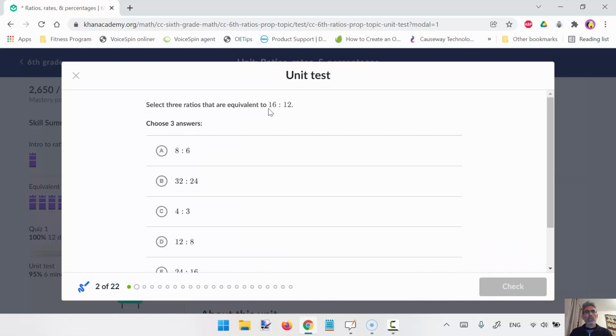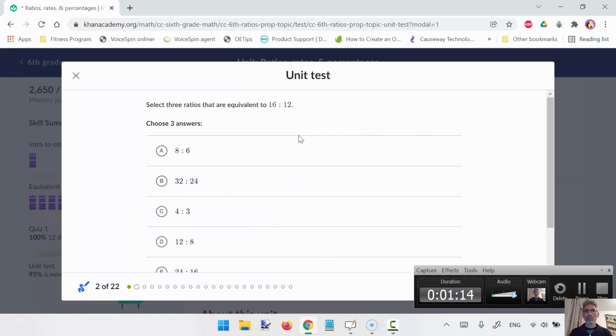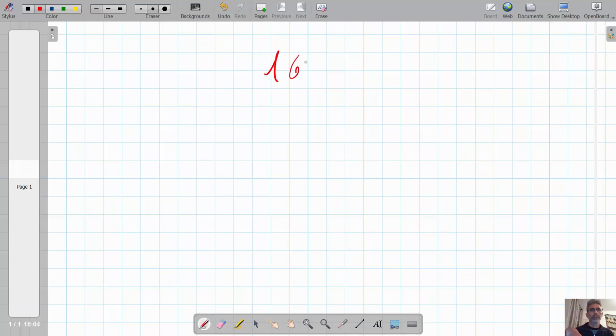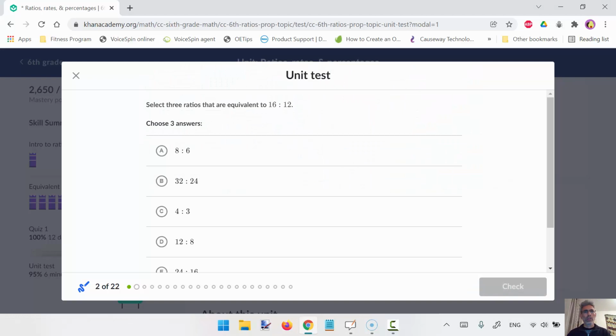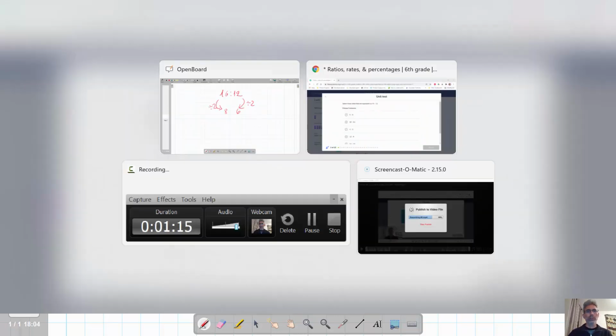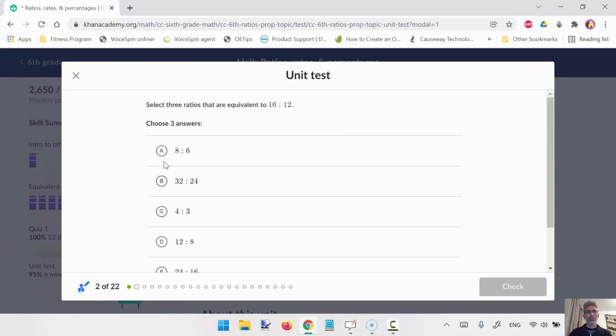Select the ratios that are equivalent to 16 to 12. 8 to 6. Okay, if we divide 16 by 2, we go to 8. We divide 12 by 2, we go to 6. So 8 to 6 is good.